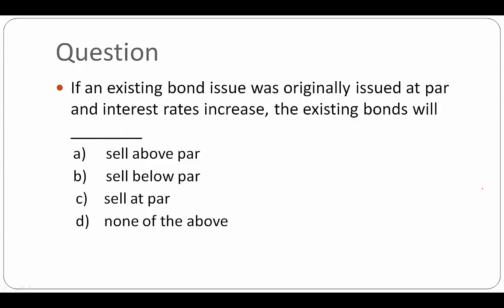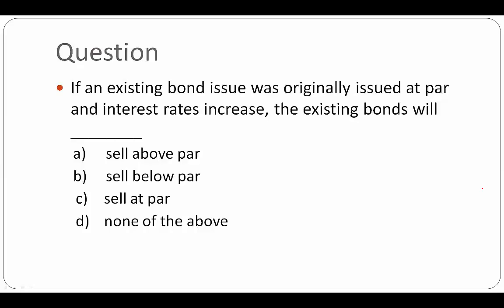Okay, next one. If an existing bond issue was originally issued at par, in other words, people paid face value for it, and interest rates increase, what will happen to the existing bonds? Well, remember that bonds are issued, but they still trade in the market. And for liquidity reasons, I might retire and need to take the cash out. I sell some of my bonds. Somebody else buys them. What price will I get for them?